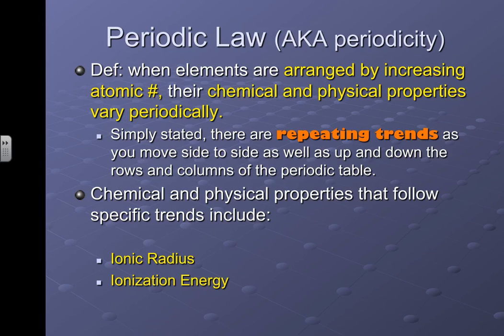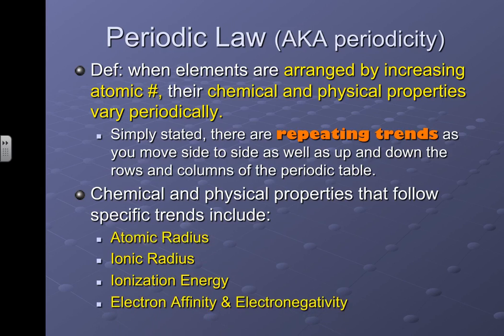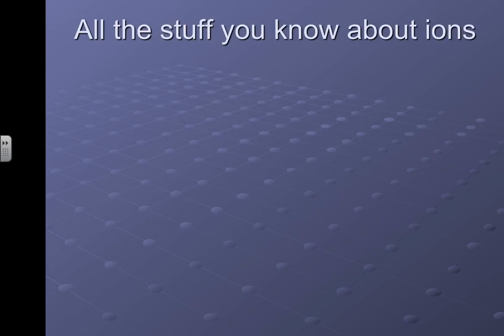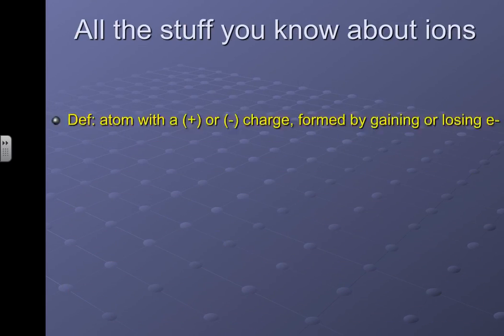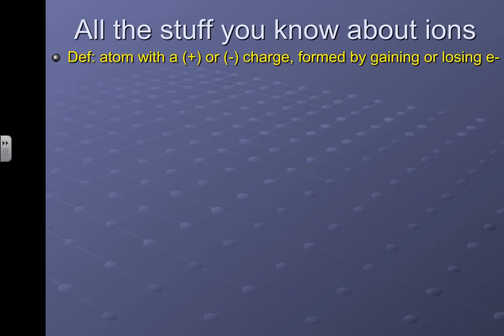That includes ionization energy, ionic radius, atomic radius, and again, electron affinity, also known as electronegativity. So before we get into the real nitty-gritty, we need to make sure that you know stuff about ions. So quick review here. You should understand all of this. An ion has a negative or positive charge, and you form it by either gaining or losing electrons.